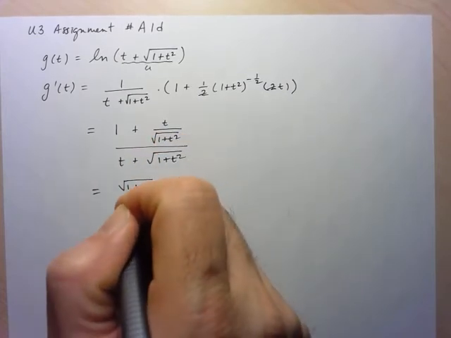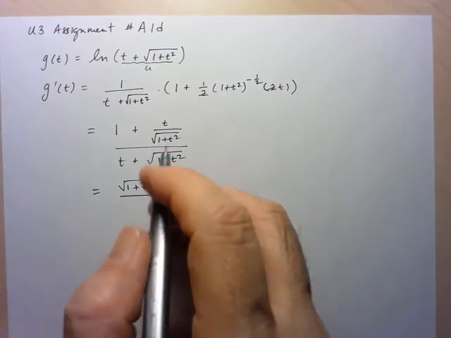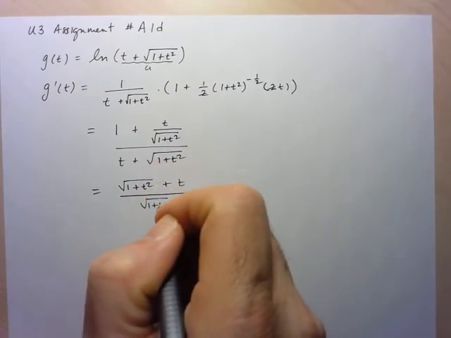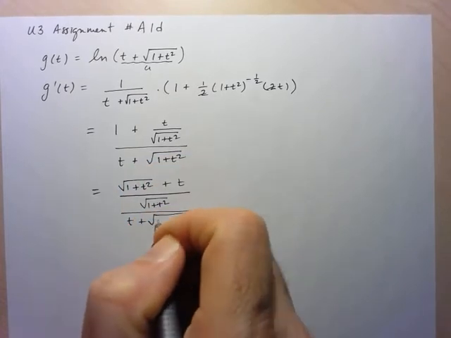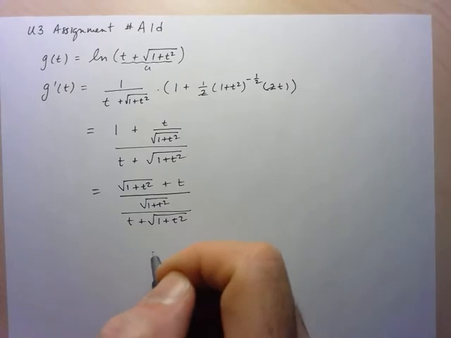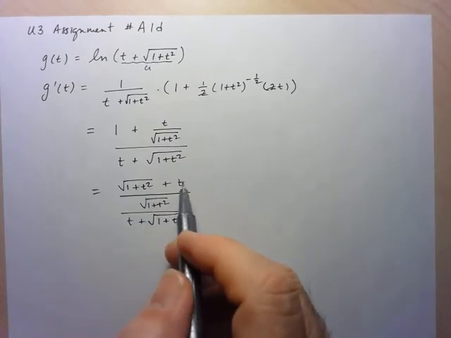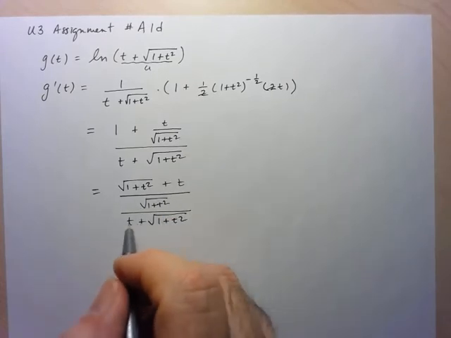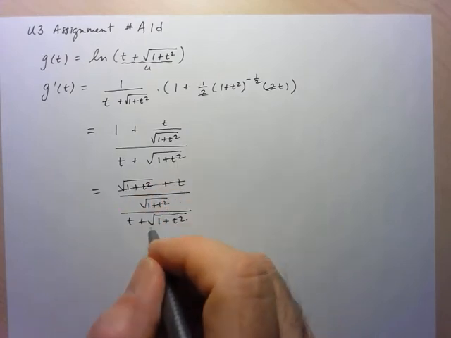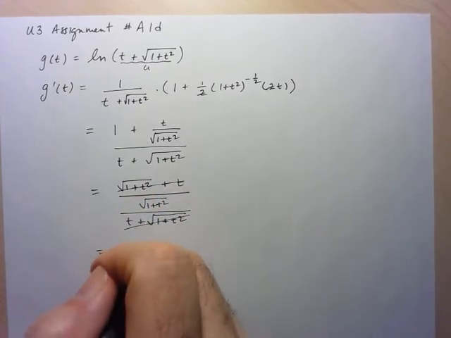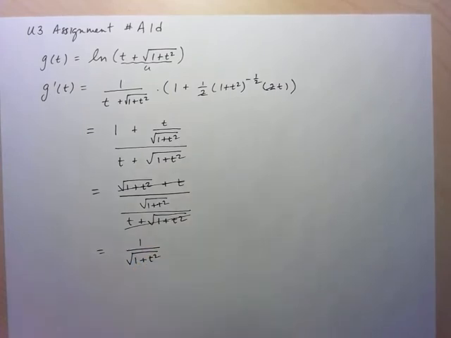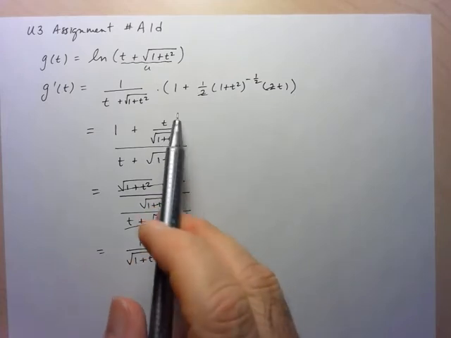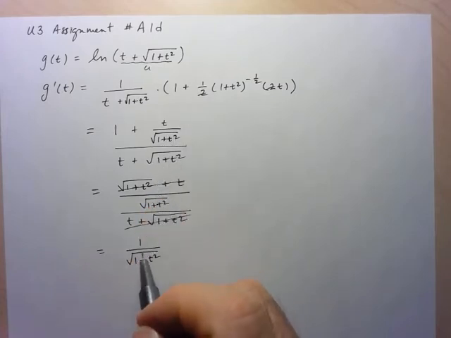And maybe you can see where this is going now. Denominator, square root of 1 plus t squared, all over that one there, t plus square root of 1 plus t squared. And here we realize that this expression in the numerator is exactly the same as that expression in the denominator. So these things reduce, and I'm just left with 1 over square root of 1 plus t squared. In the end, as bad as this looked at the beginning, it ended up reducing quite easily.